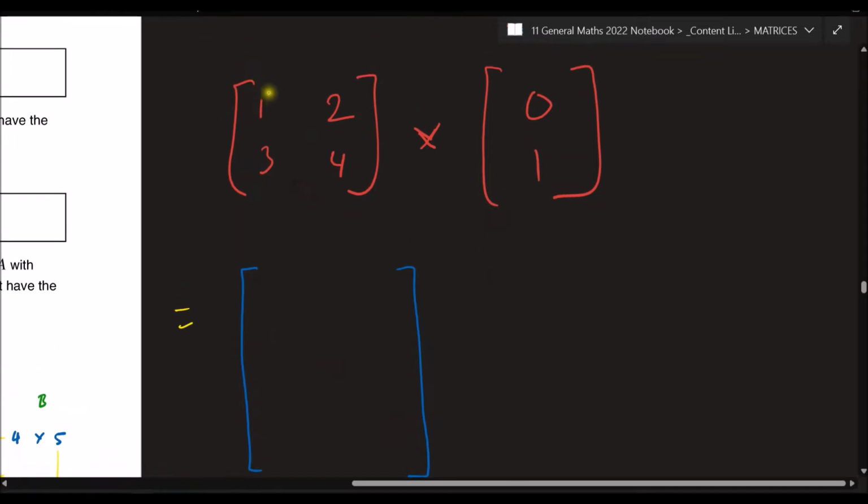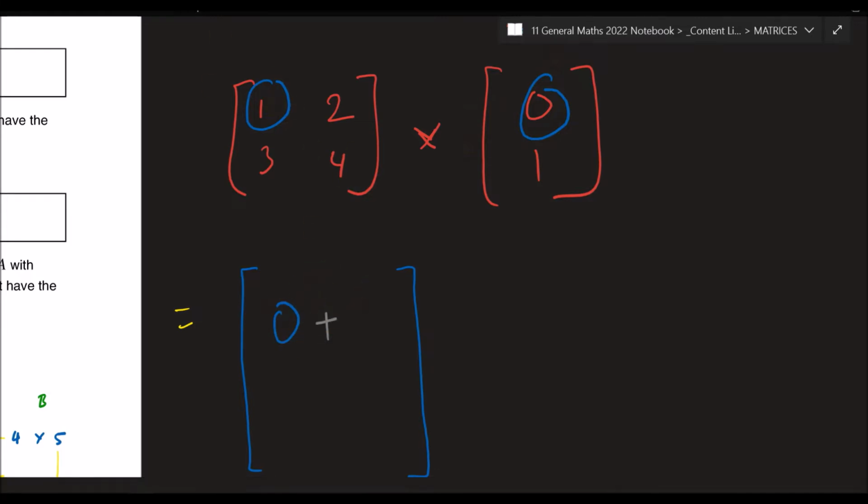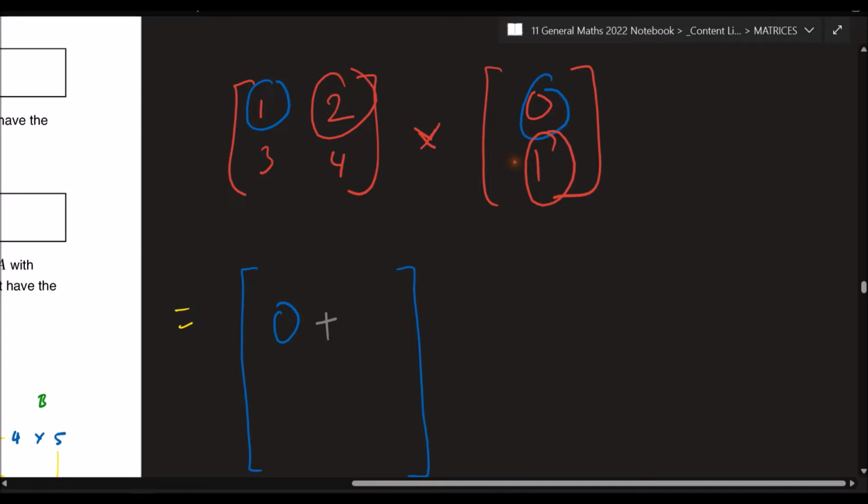Let's do the first one. This is going to be this row times this column. So the first number is going to be 1 times 0. 1 times 0 is what, guys? 0, plus the next one will be 2 times the 1. What's 2 times 1? 2. Easy. There's your first element.